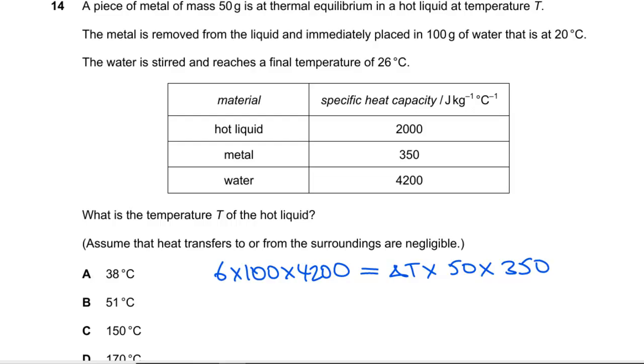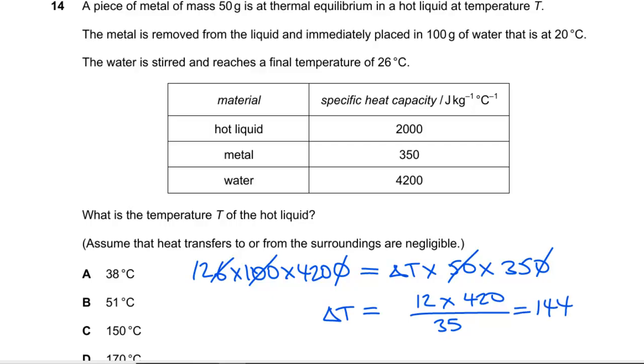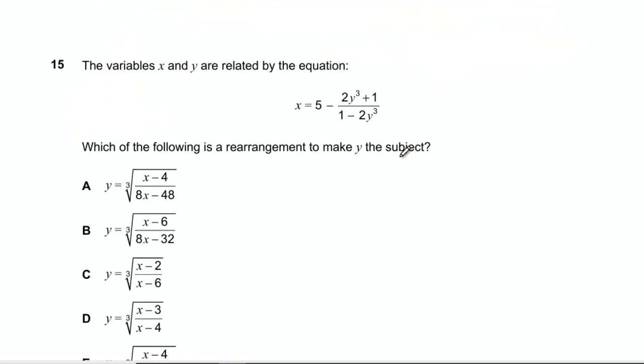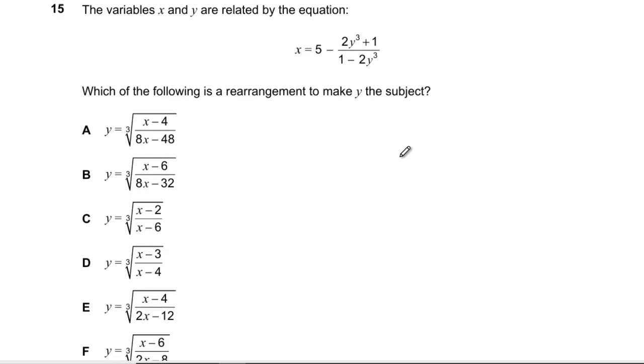Right, there's a lot here, isn't there? So we can get rid of that and make a 2, so let's make that a 12. Get rid of that and that. So delta T is going to be 12 times 420 over 35. And, right, there we go. 420 over 35 is 12, isn't it? So we've got 144, and that's delta T. So we need to add on 26 to get 170, which is D. Those ones are a bit quicker than when something's melting as well. We didn't have to worry about any latent heat in that one, so it makes it a bit easier.